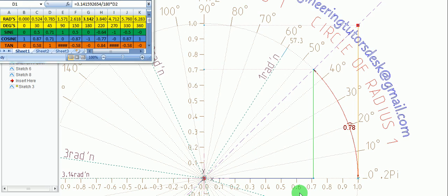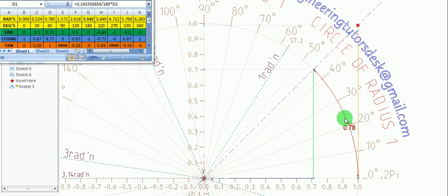Inverse means when cosine is 0.7, the angle is 45 degrees or 0.78 radians, or when sine is 0.7, the angle is 45 degrees or 0.78 radians, or when the tan is equal to 1, at that time the angle is equal to 45 degrees or 0.78 radians.